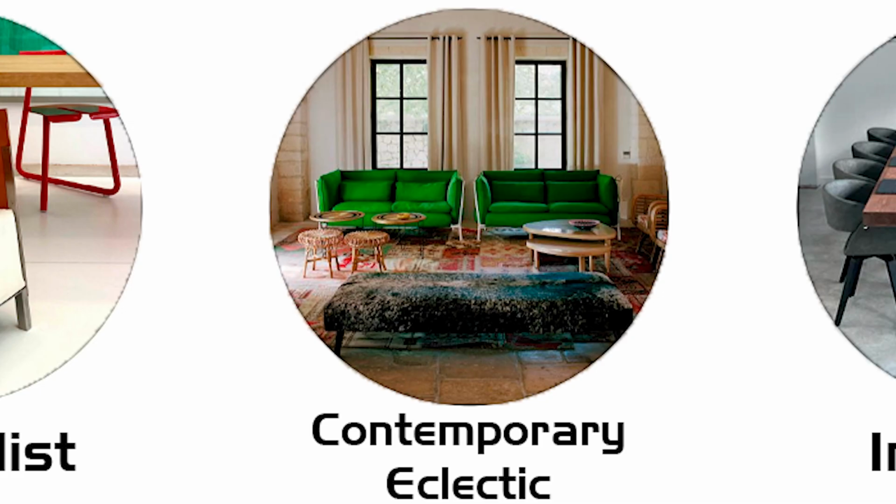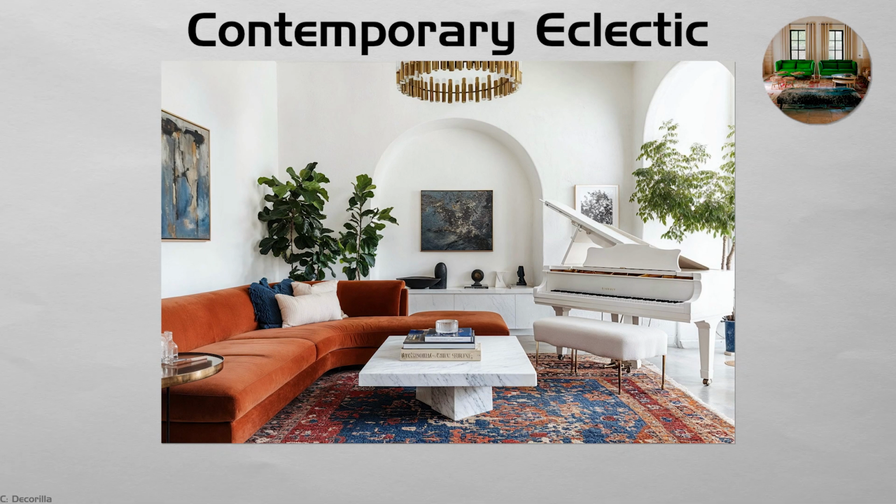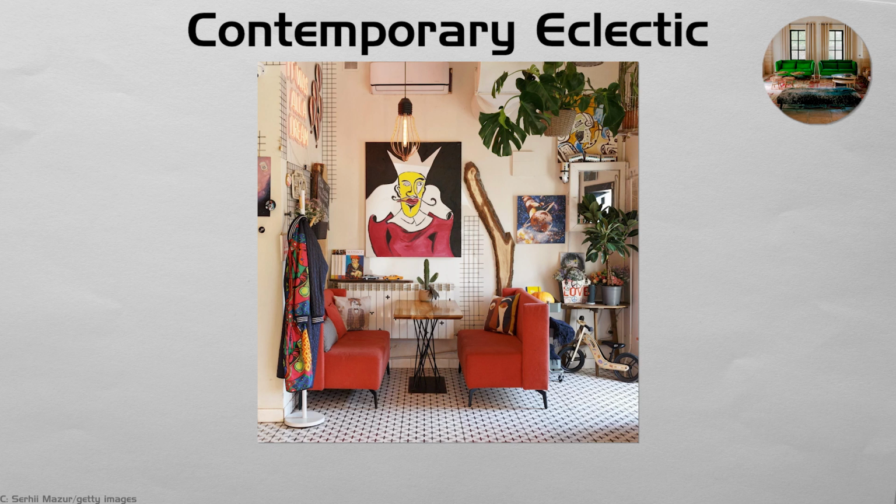Contemporary eclectic. Though not a defined furniture movement, this popular interior style brings together pieces from different periods, cultures, and aesthetics. A vintage rug might sit beneath a modern sofa, or a classic cabinet may be paired with bold, sculptural lighting. The look is curated rather than matching, celebrating personal expression, layered textures, and global influences.